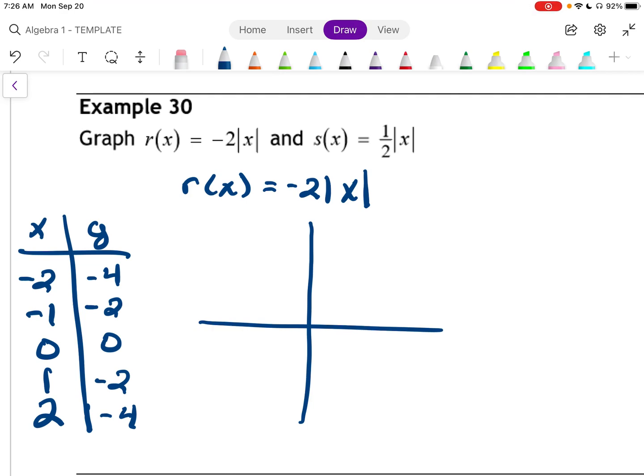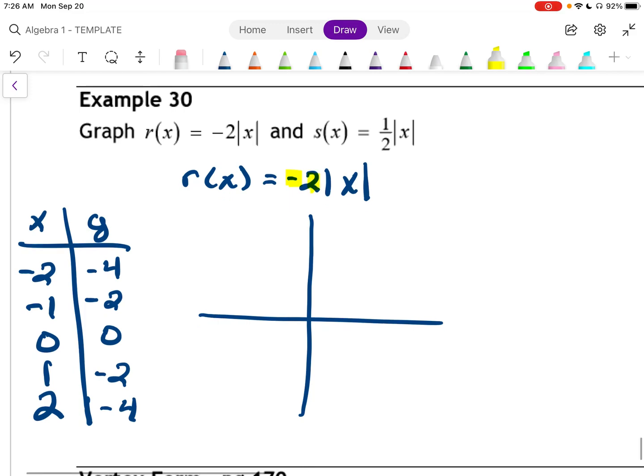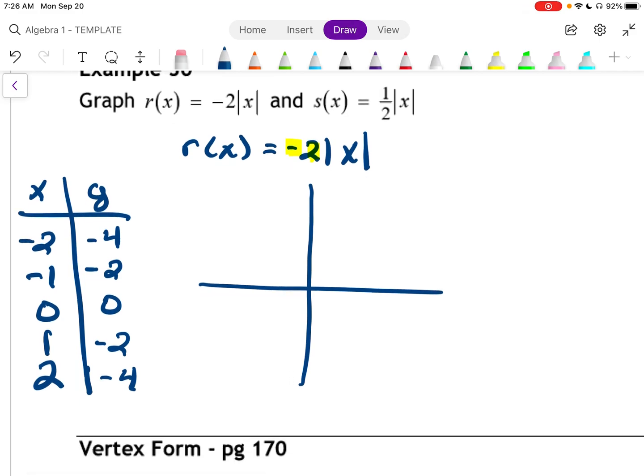Now, before I graph this, we can tell some things about this using our transformation rules. The negative makes it flip over the x-axis. So this is going to be a V shaping down, more like a mountain. And the 2 stretches it, so it makes it taller. Whenever I go to graph these, (-2, -4) is here, (-1, -2), (0, 0), (1, -2), and (2, -4). And there we are.